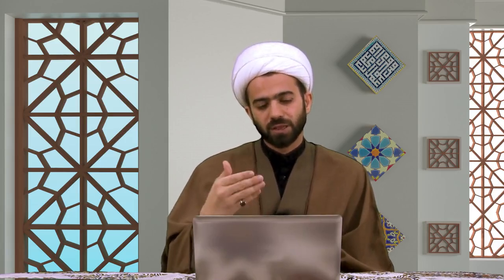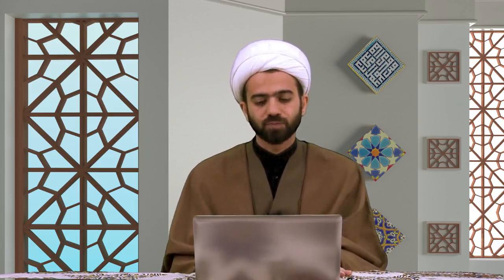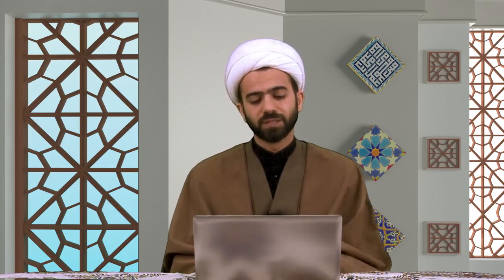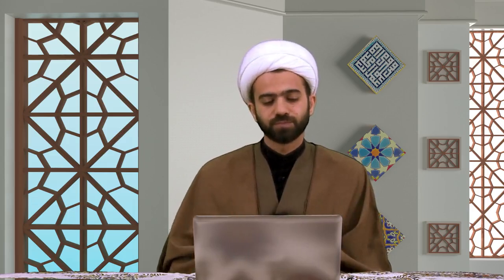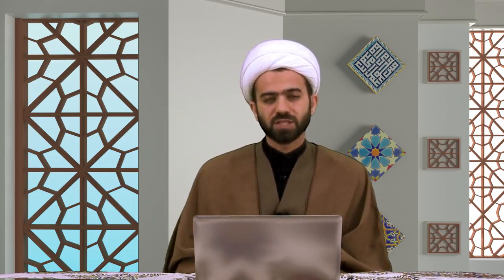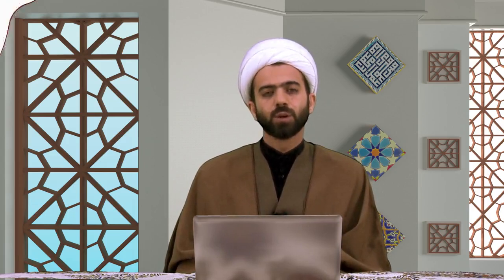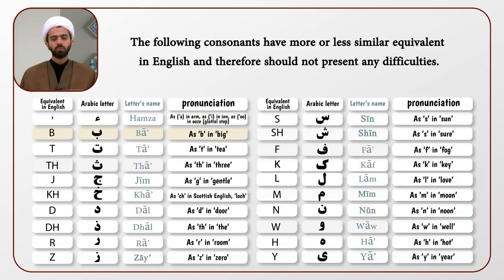I recommend you to have a look at the book, the page 1 of lesson 1. I'm reading the same table. The second character, Ba. Ba is the name of this character. So the sound of this character is B. Ba is the name of B. Like B in big.